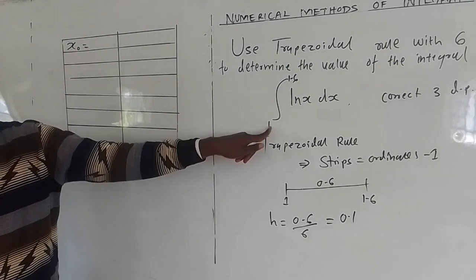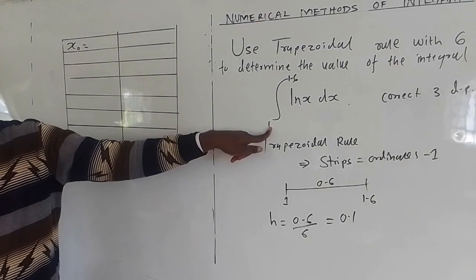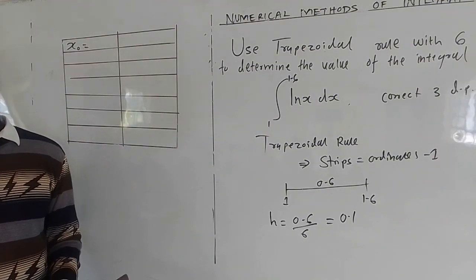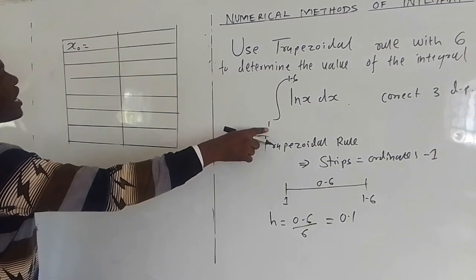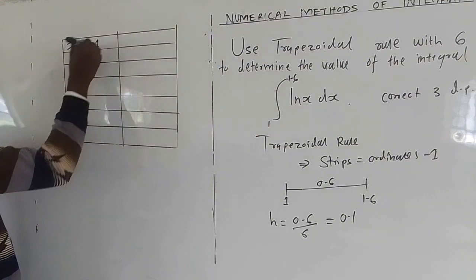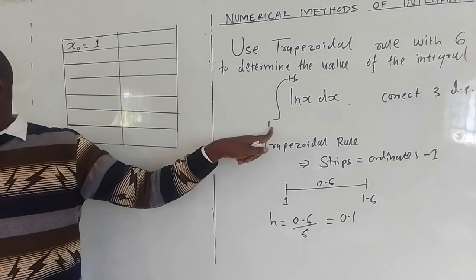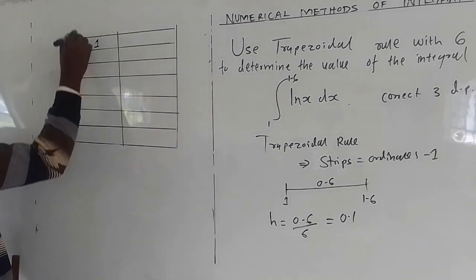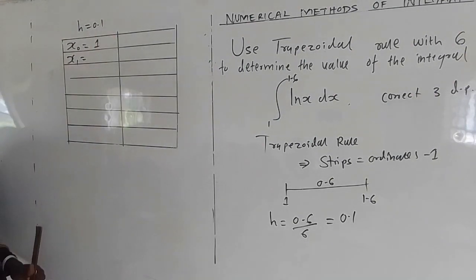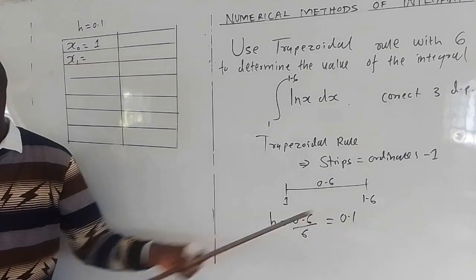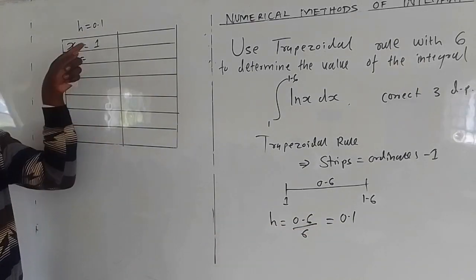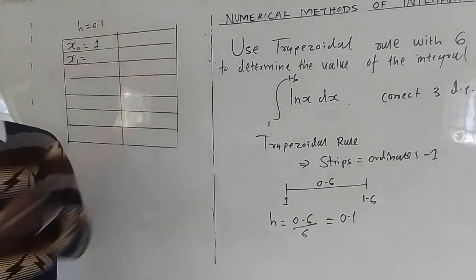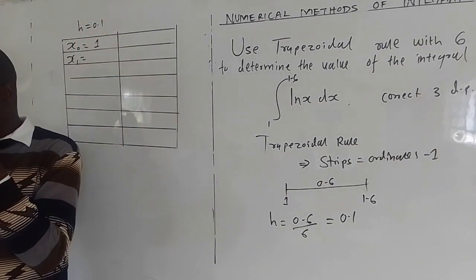It starts exactly where it is starting. A mid-ordinate is what starts in the middle; it does not start at that point. Are we together? So the first ordinate x0 starts at 1. Then what is x1? You add h. Your interval is 0.1. What is important is always to get this x0. The rest is just plus h. Are we together?